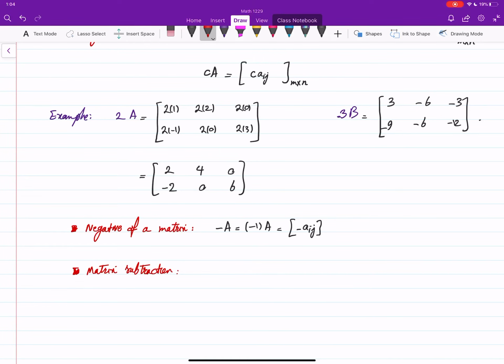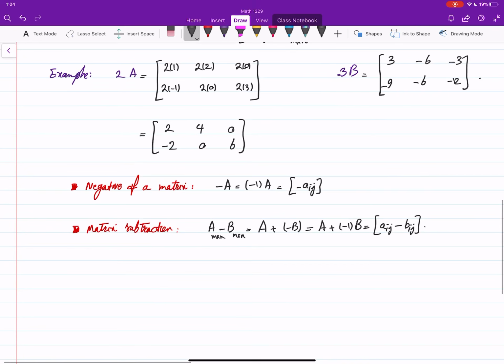What do we mean by that? So if you have A, B, first of all, they need to have the same number of rows and columns. So m by n, m by n. Then the subtraction means you add A to negative of B. In other words, you add A to negative 1 times B, and if we have the same convention as before, this means that you subtract the corresponding entries of the matrices. So these are the basic operations we have for matrices.